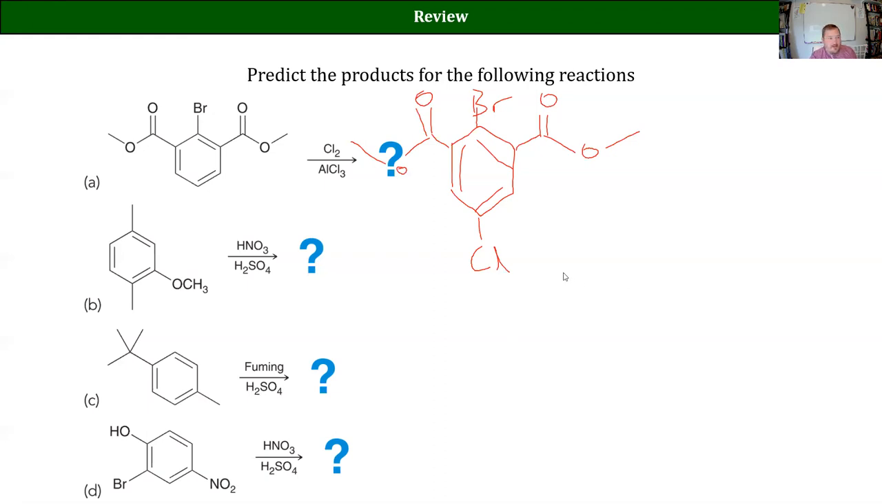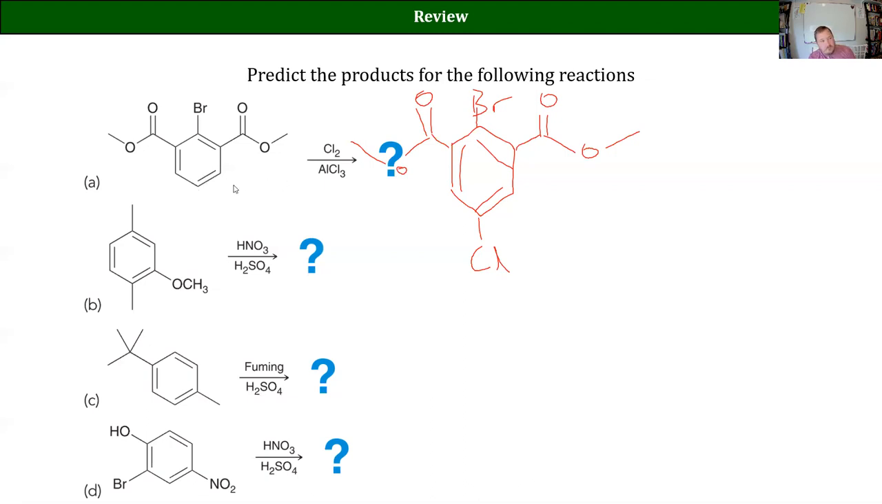So for this first one, we have three substituents before the reaction even happens, but in a happy coincidence, they're all cooperating to put our new substituent in the same place, right? The two esters are going to be meta directors. There's only one carbon that's meta to both of them. And our bromine is an ortho para director, which is going to put a chlorine in the opposite side.